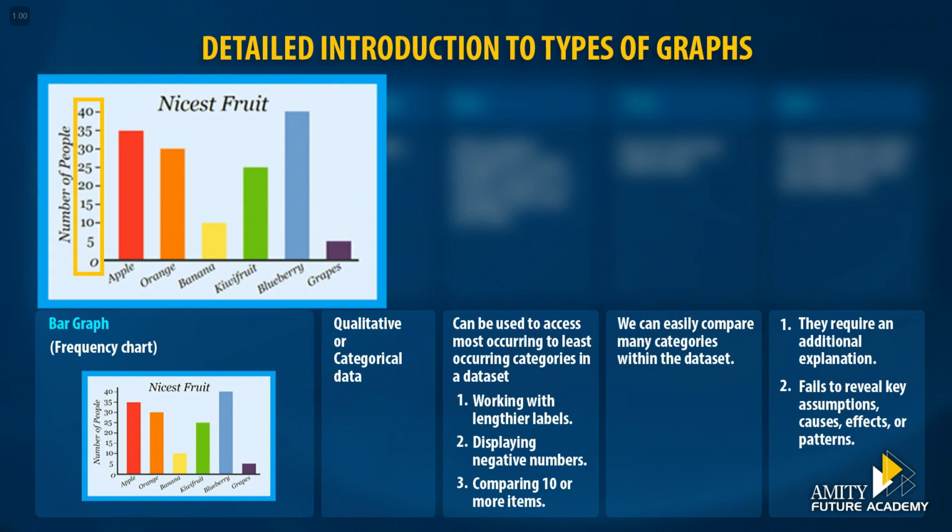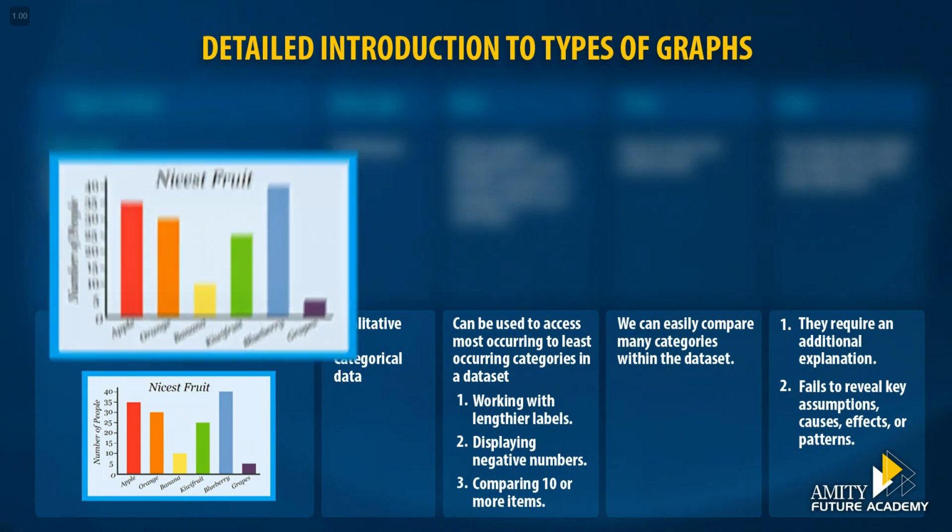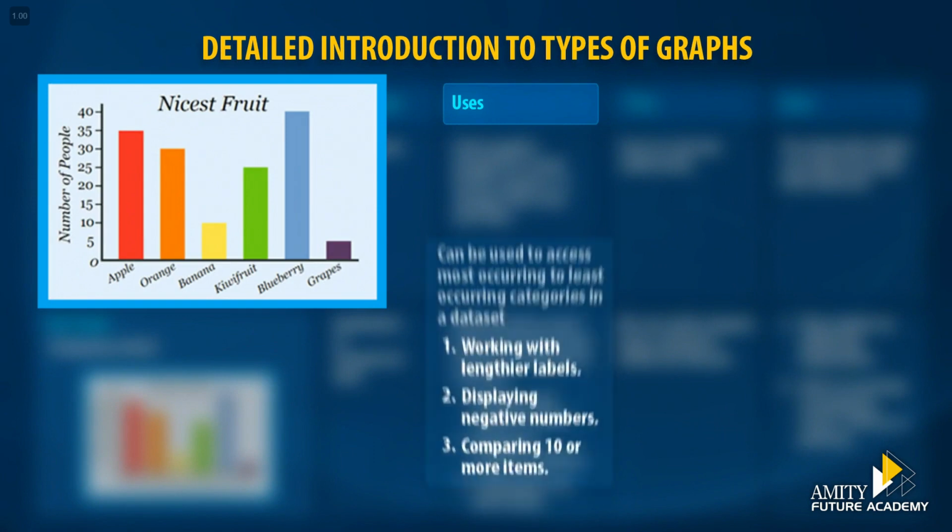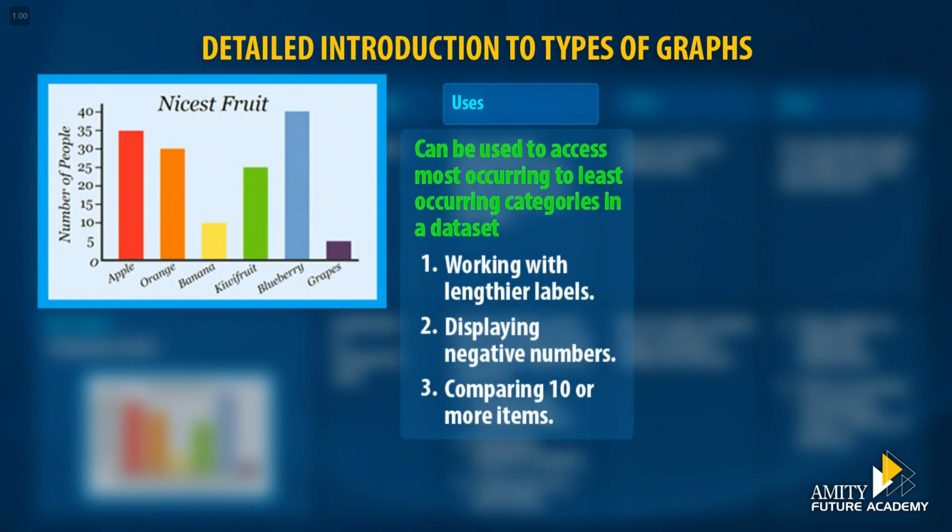So the frequency is on the y-axis and the data labels or the categories are on the x-axis. That is why the data type that a bar graph can be used on is categorical data, something that has a category or a genre. Whenever a category comes into the picture, a bar graph is the preferred choice of chart. Coming to uses, it can be used to know the most occurring to the least occurring categories in the data set. Here I know that blueberry is the preferred choice of fruit and grapes is the least preferred choice of fruit. So we can easily understand by plotting a bar graph.